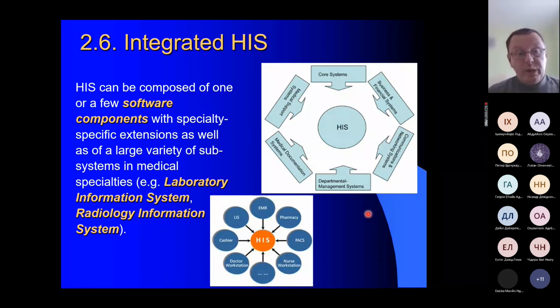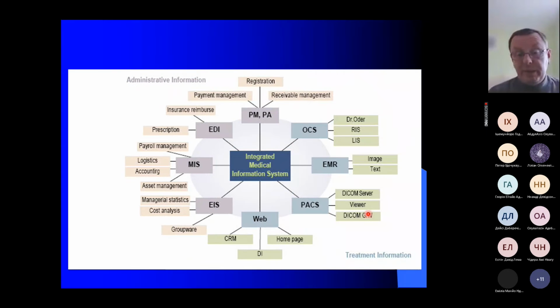So finally, how can we create a hospital information system? It's going to be composed of one or a few software components with specialty-specific extensions, as well as a large variety of systems and medical specialties. So here we can talk about a hospital information system that could visually look like a monolith, but in fact could be assembled from multiple software components.